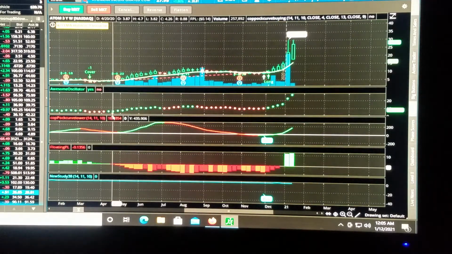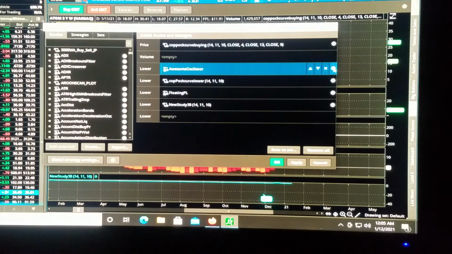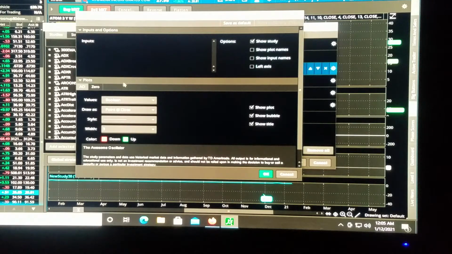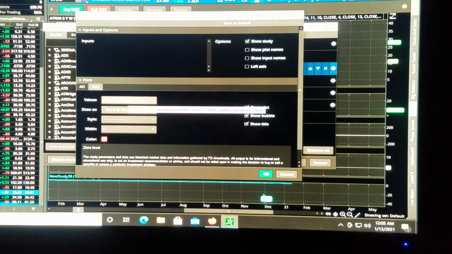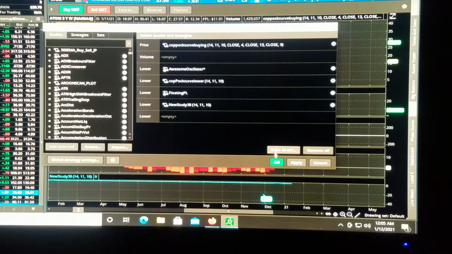now I've taken the awesome oscillator here, and it's not the normal one. I've just gone over and changed a few things around. Instead of showing numerical, it shows Boolean, and now it's a little dot. So that's kind of neat.